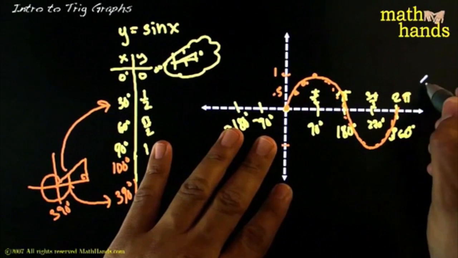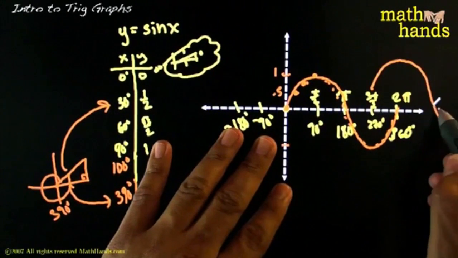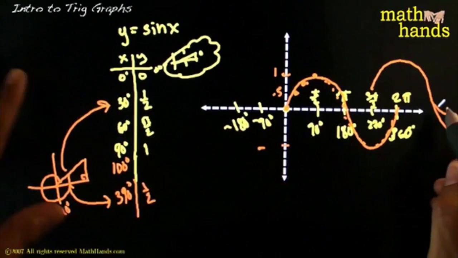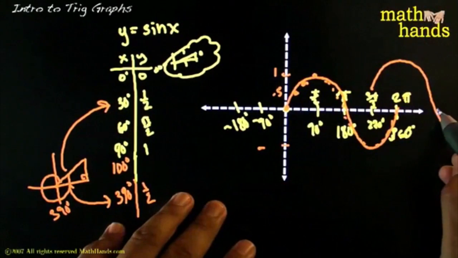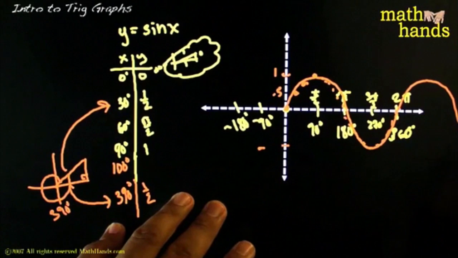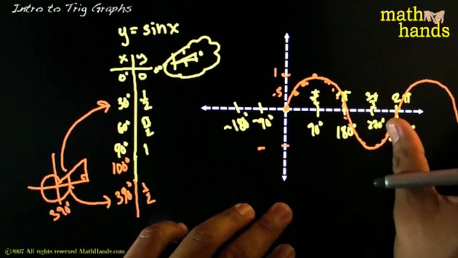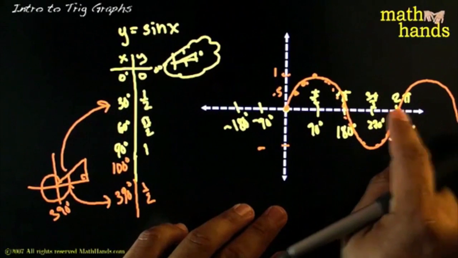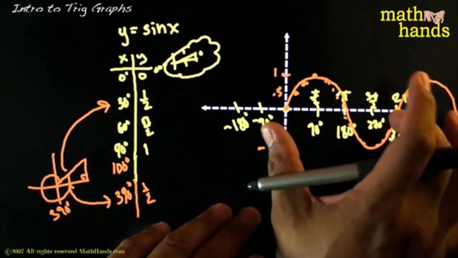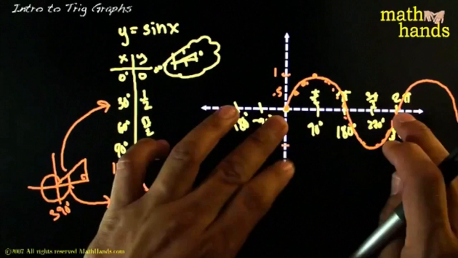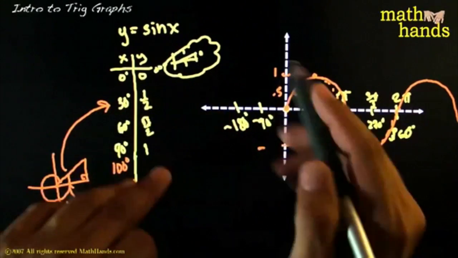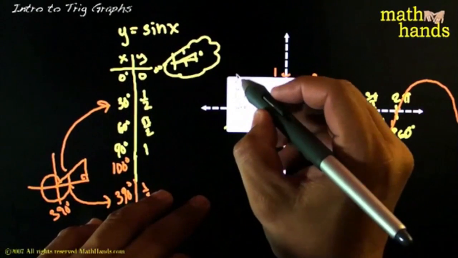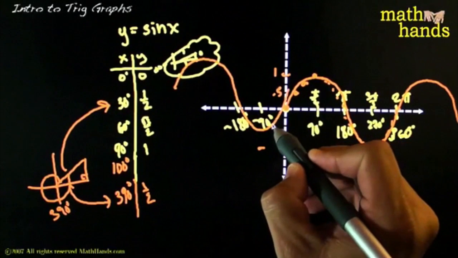This portion, for example, would get repeated, and it would look exactly the same as that one, but of course it would be moved over here, and from 360 all the way to, I know you can't see it, but from 360 all the way to 720 it would get repeated exactly as it appears here, and it would get repeated on the other side too.